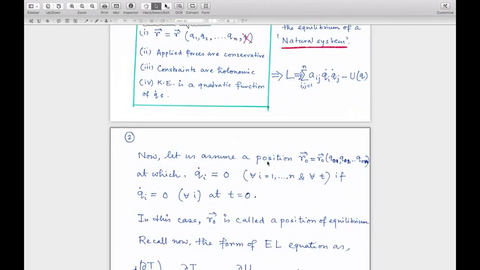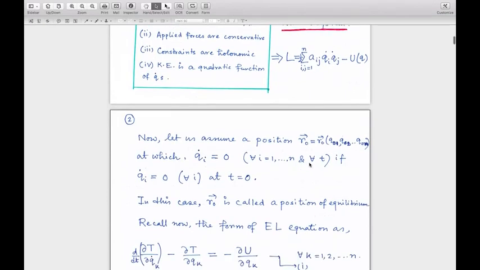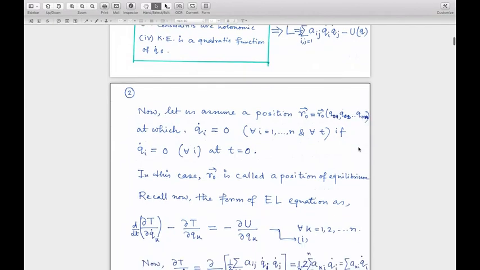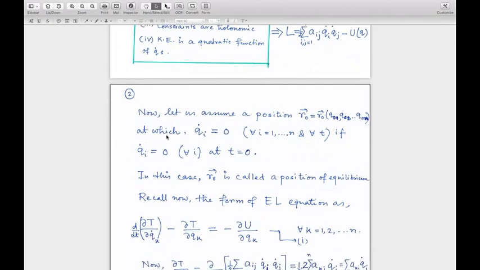Now let us assume a position r0, which is a function of q01, q02 up to q0n, where this is a specified position. That means this is a constant vector, and all the q01, q02 are just numbers, they are no longer variables, at which q_i dot is equal to 0, if q_i dot is equal to 0 at time t equal to 0.